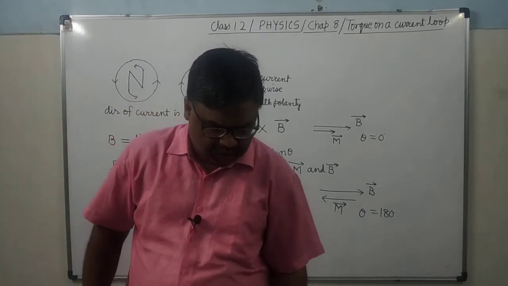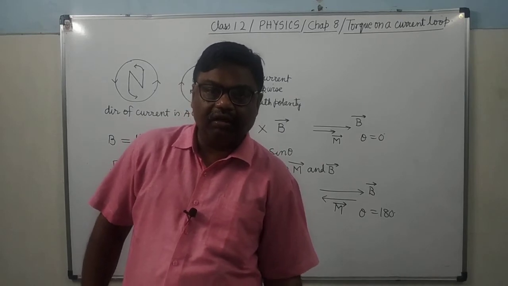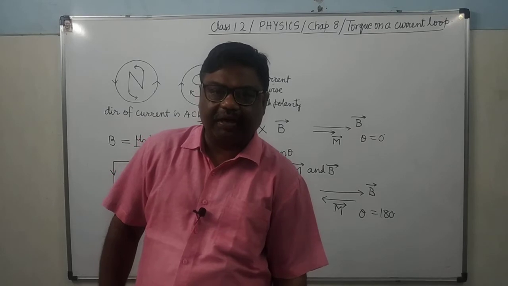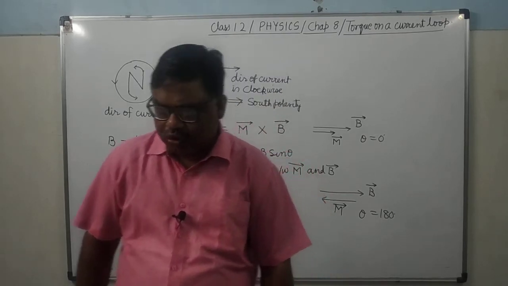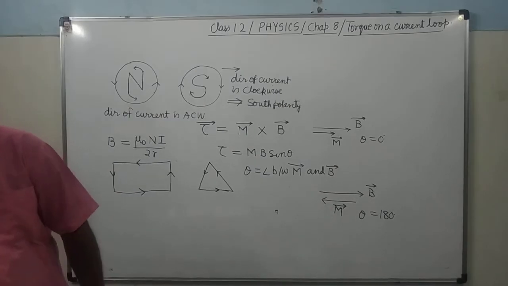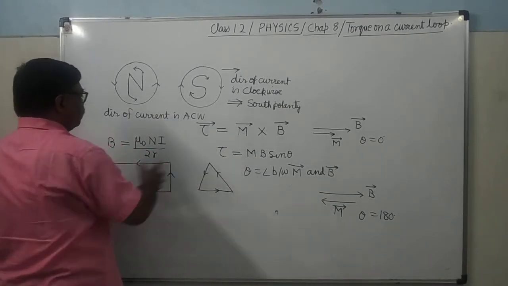It is clear. So this is the torque acting on a current loop placed in an external magnetic field. Today I am going to deduce the formula of this. So you see here, this formula I am going to deduce.